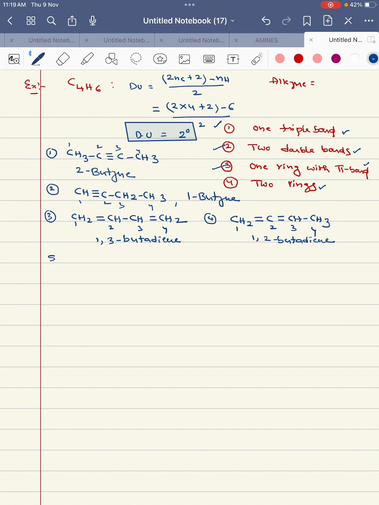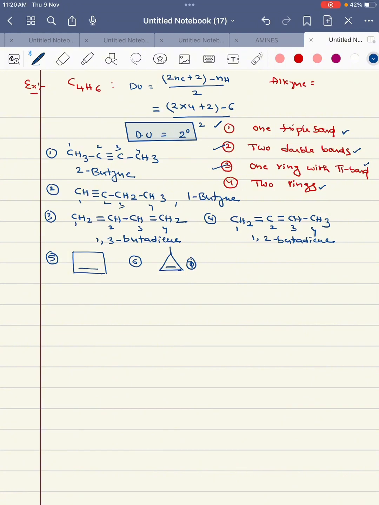Next, one ring with one pi bond. Total how many carbons are there? 4 carbons are there. So one ring is there, DU is equal to 1, and one pi bond is also there. Right? Next is the sixth one, which is called cyclobutene. Now I am going to decrease the size of the parent chain. I will keep 3 carbons in the parent chain and one methyl will be on the side chain. One pi bond is there, one ring is there.